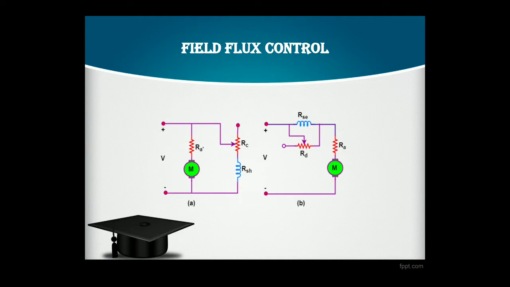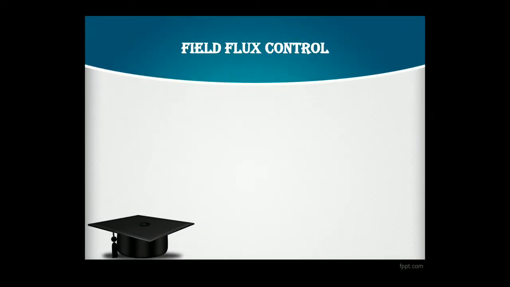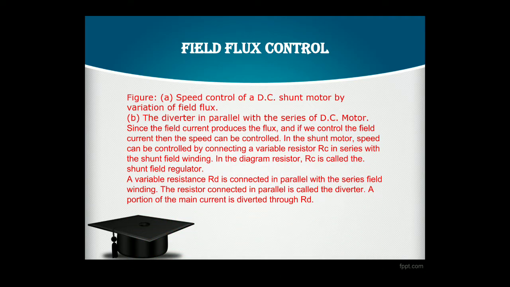According to the speed equation, we know that if the field current is increased, then the speed of the motor is reduced, and vice versa. That is the field flux control method. Now the field flux control: figure A, the speed control of DC shunt motor by variation of field flux, and figure B, the field diverter, which is connected in parallel with the series field winding. The diverter is in parallel with the series field of the DC motor.